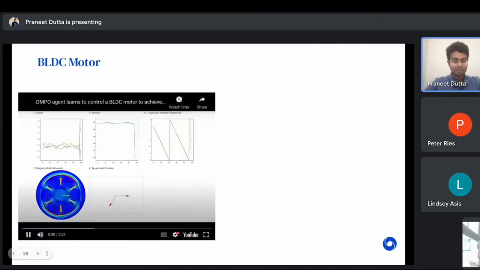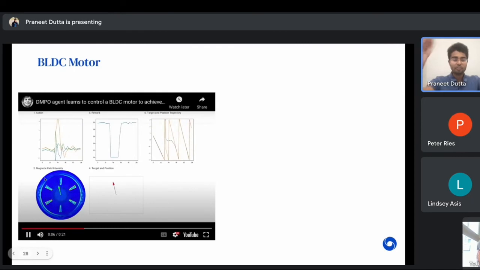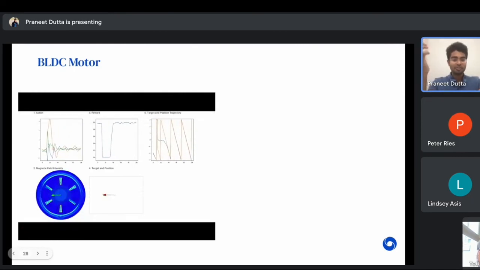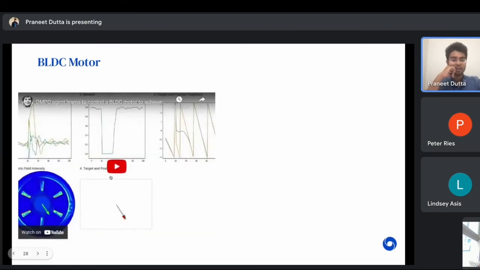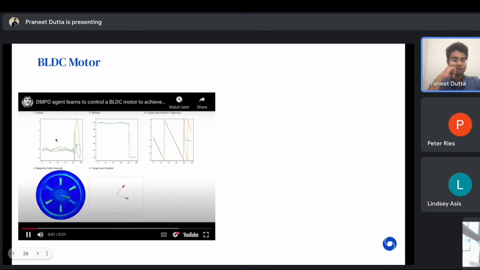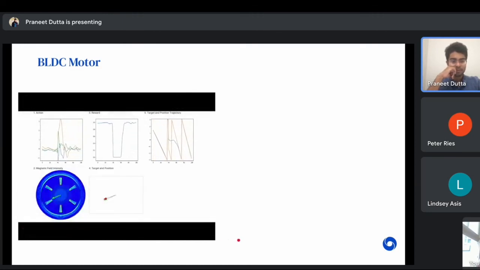So in this case, we have a motor over here, and basically we want an agent to control the rotation speed of the motor by controlling the amount of current. For those of you with an electrical engineering background, if you build a current, you can change the rotation speed over here, and you can see different metrics such as how well the agent's doing, what the current target and position is, and what action the agent is taking.